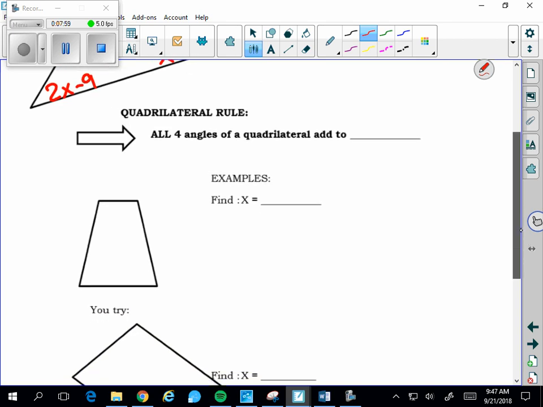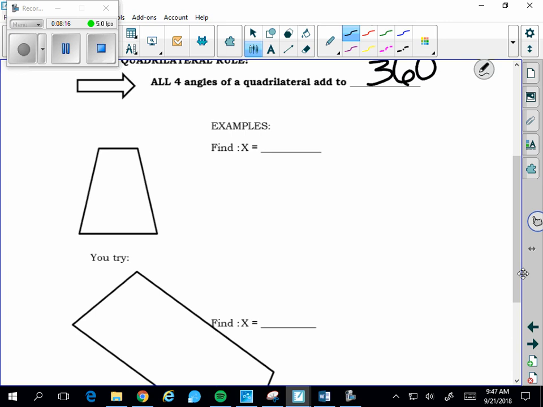quadrilaterals now. Remember, quadrilaterals have 4 sides, 4 angles. Also should be pretty familiar with these. The quadrilateral rule is all 4 angles of a quadrilateral add up to 360 degrees. Kind of like a circle. So I'm going to use that the same way I use my triangle. If I say this is 125, this is 100, this is 55, and this is x.